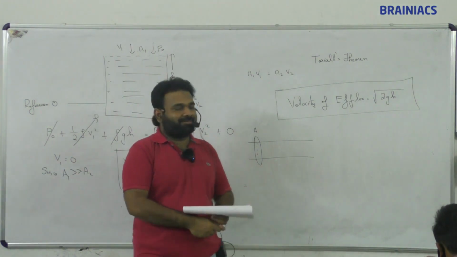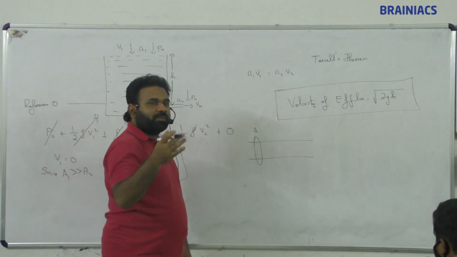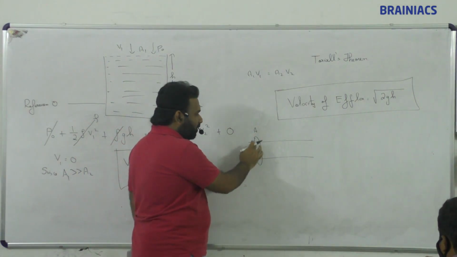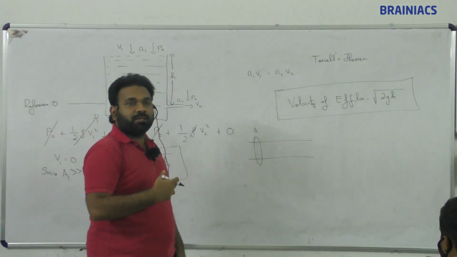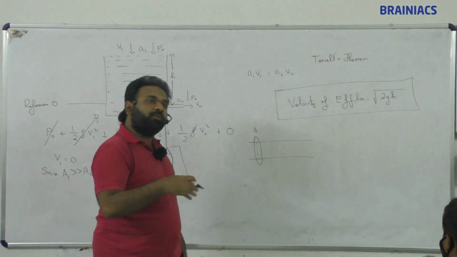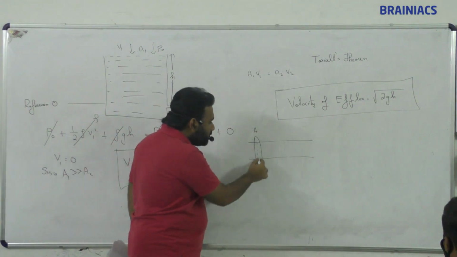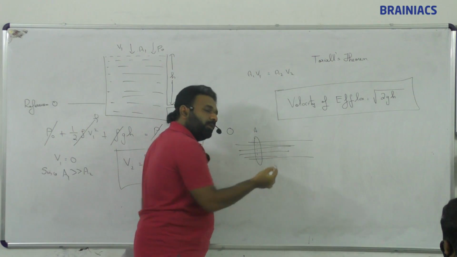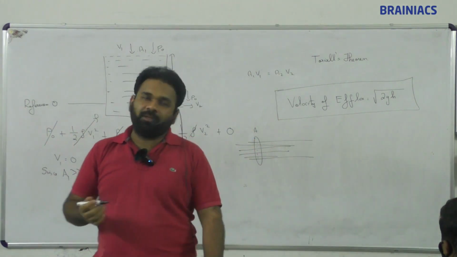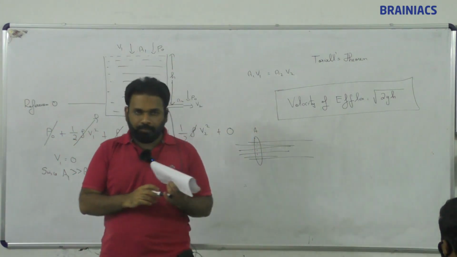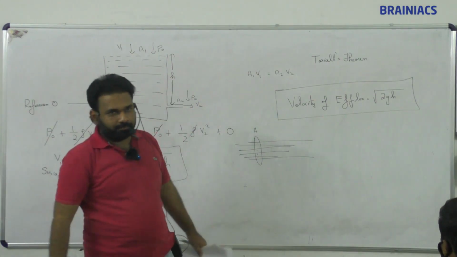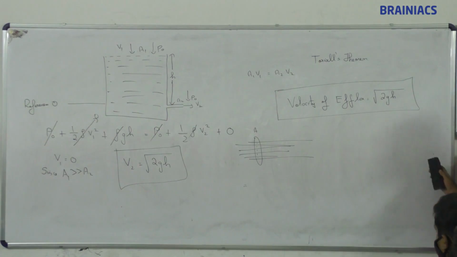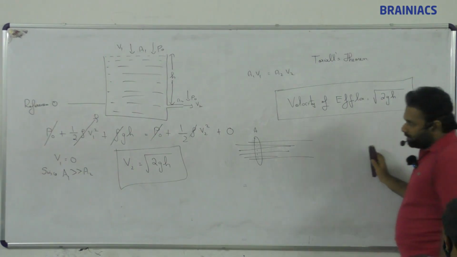Clear? So one more thing which I was about to tell you is, see, velocities of all these molecules are same here. So when viscosity comes, these layers of water will become different. We will study about velocity gradient at that time. Okay, clear? Fine. So what we were discussing, yes, velocity of efflux is root of 2gh. Clear?